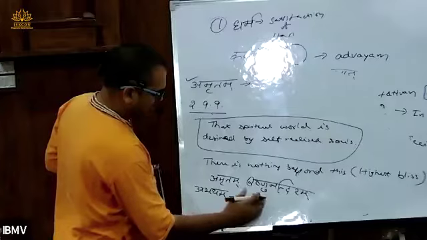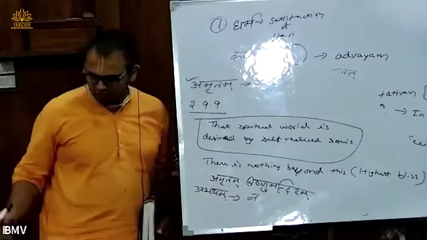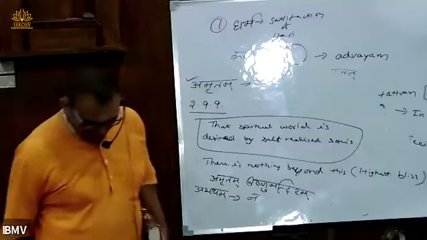Na cha kala vikramaha. What is the same flow? There is a next sloka. What is the sloka number? 2.9.10.